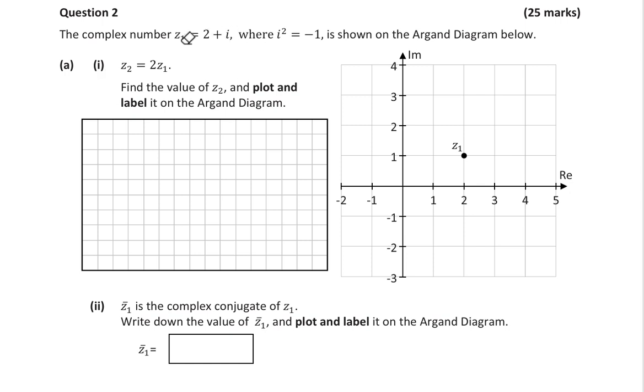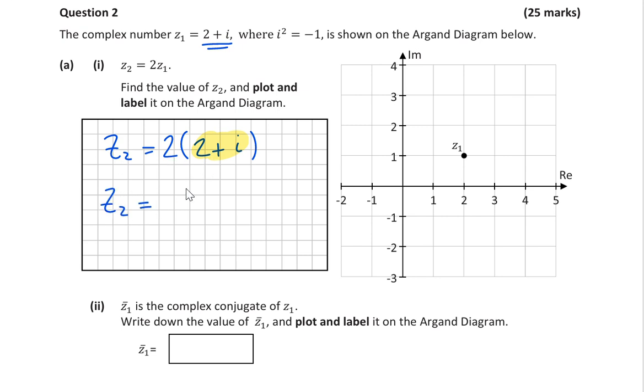So we have a complex number Z1 plotted on our Argand diagram, and we want to find out Z2. So Z2 is made up of 2 times whatever Z1 is. And Z1, we're told in the question, is 2 plus i. So plug that in and work it out now, and you'll get your Z2.